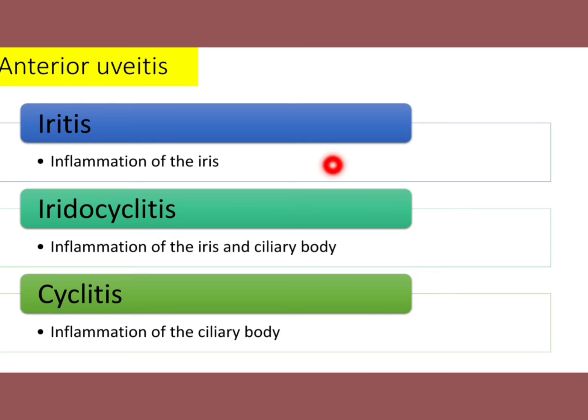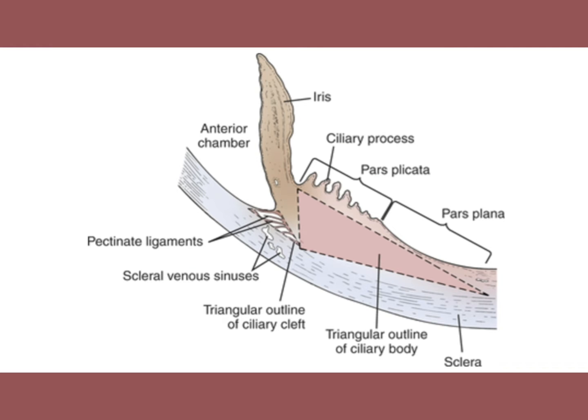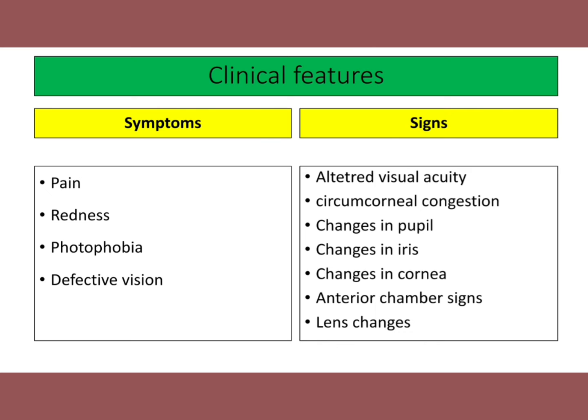Anterior uveitis includes iritis, iridocyclitis and cyclitis. This picture will tell you all the parts of anterior uveitis. Iritis means inflammation of the iris. Iridocyclitis means inflammation of the iris as well as the ciliary body, that means the pars plicata area. And cyclitis means inflammation of this part, that is inflammation of the pars plicata. That is cyclitis.